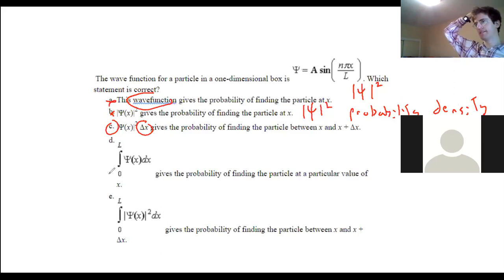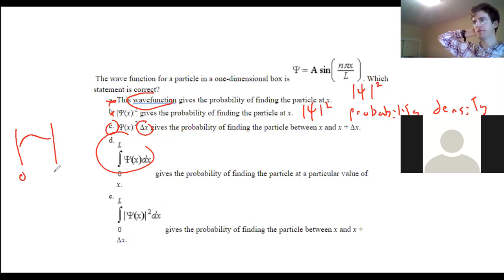Part D says that this thing here, which is basically looking at the area under the wave function from 0 to L, gives you a probability, but that's not true. It's only when you look at the area under the square of the wave function that you'll get a probability. So that's not right.